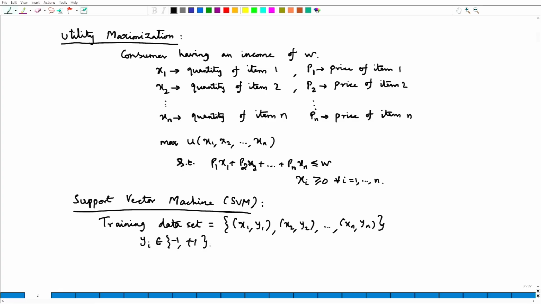Okay. So, given this setup, what do we want to do? We want to solve the following optimization problem, which is min half norm w squared, okay, subject to the constraint that yi into (w transpose xi plus b) is greater than or equal to 1 for all i equal to 1 to n. Okay. So, just to give you an understanding of what this optimization problem does.